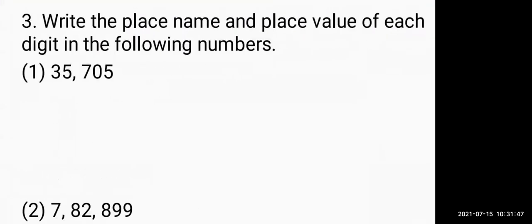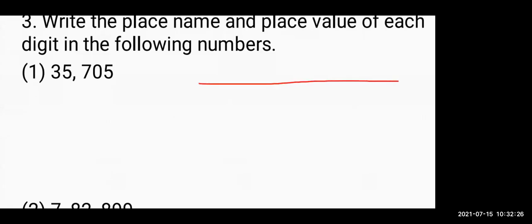Okay, the next question is: write the place name and place value of each digit in the following number. Here you are going to write the place name and the place value of each digit, the way I have explained by taking the table. So here also you will draw the table and solve it by writing the place name and the place value. I will show you first, and then the rest of the sums you are going to do on your own.